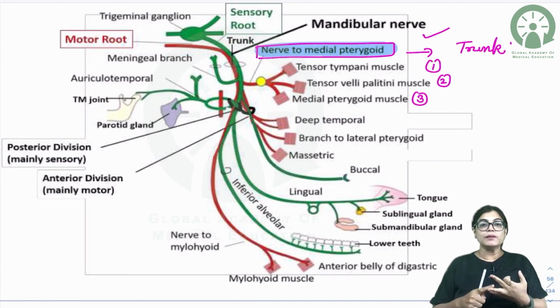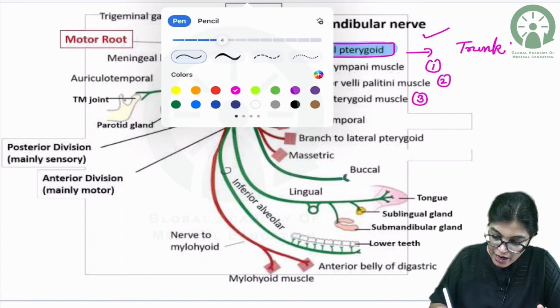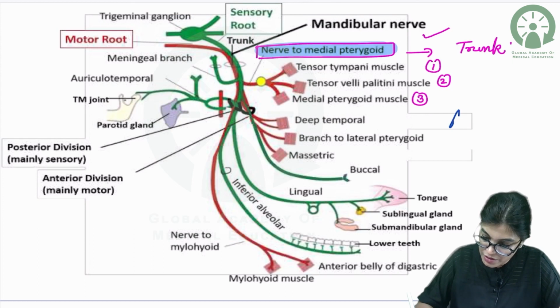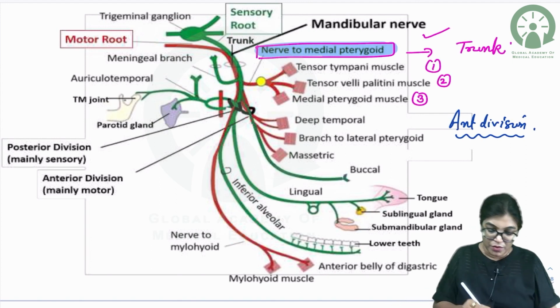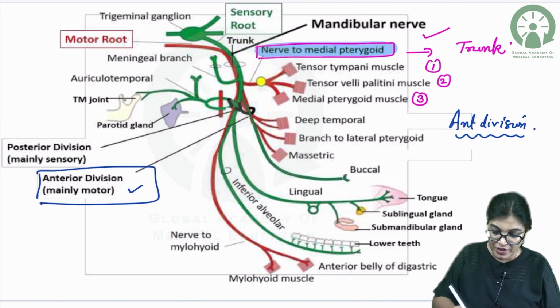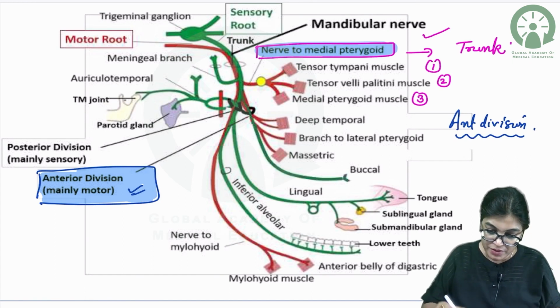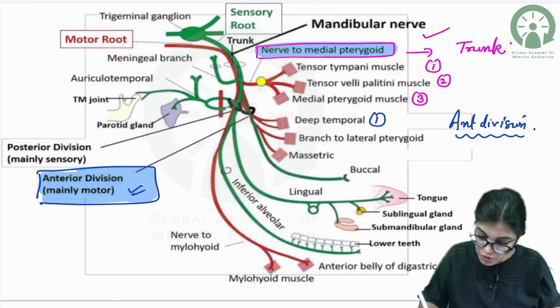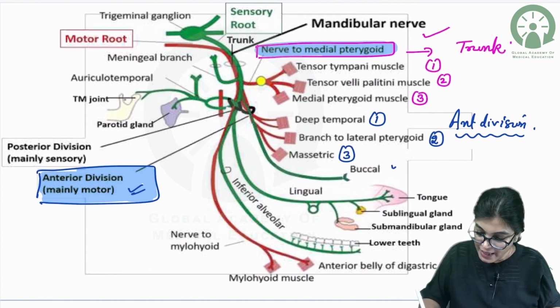Now, the mandibular nerve divides into anterior and posterior division. So, firstly, I would like to talk about the anterior division. Anterior division of mandibular nerve is mainly motor, and the branches it gives are the following: deep temporal, branch to the lateral pterygoid, masseteric and the buccal.